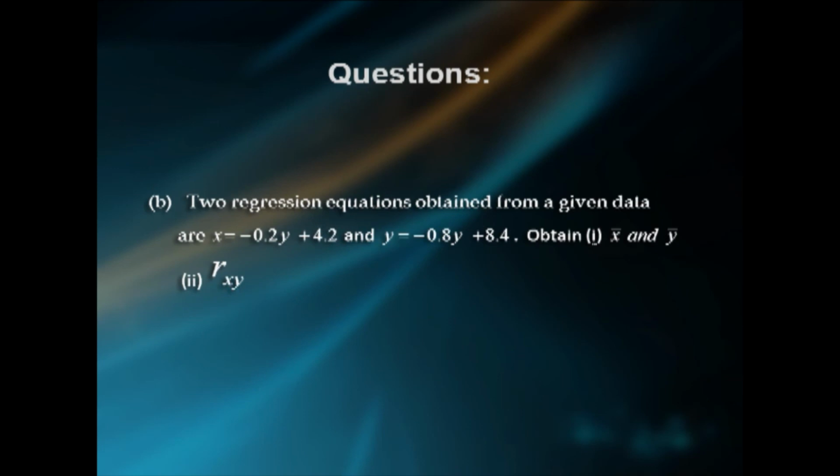Next, two regression equations obtained from a given data are x equal to minus 0.2y plus 4.2 and y equal to minus 0.8x plus 8.4. Obtain number 1 x bar and y bar, and number 2 rxy.